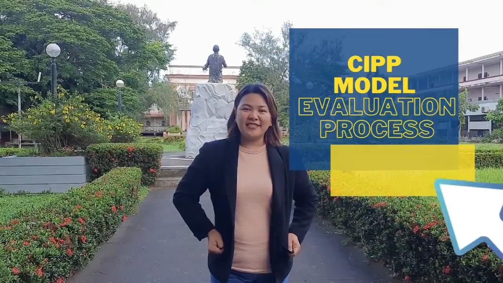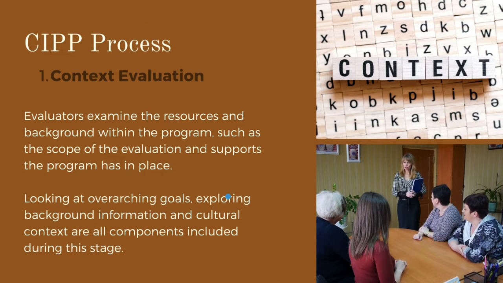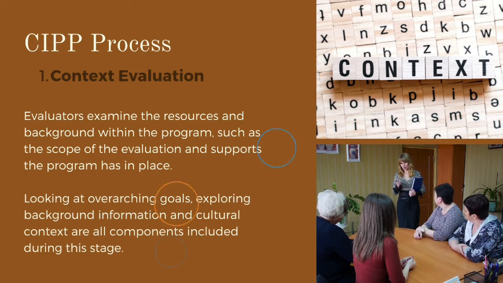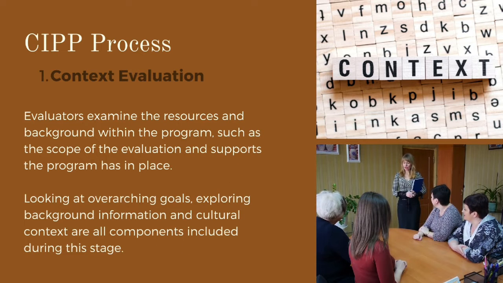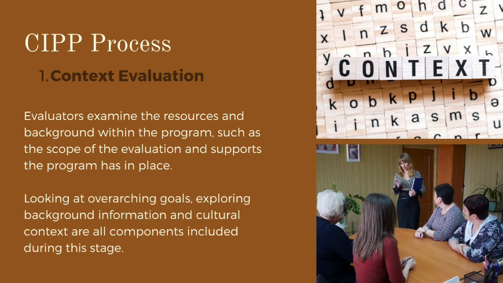Let us now discuss the process of the CIPP evaluation model. By moving through each of the 4 areas, programs can identify important components to assess where touch points for revision are located. Starting with context evaluation, evaluators examine the resources and background within the program, such as the scope of the evaluation and supports the program has in place. Looking for overarching goals, exploring background information, and cultural context are all components included during this stage.